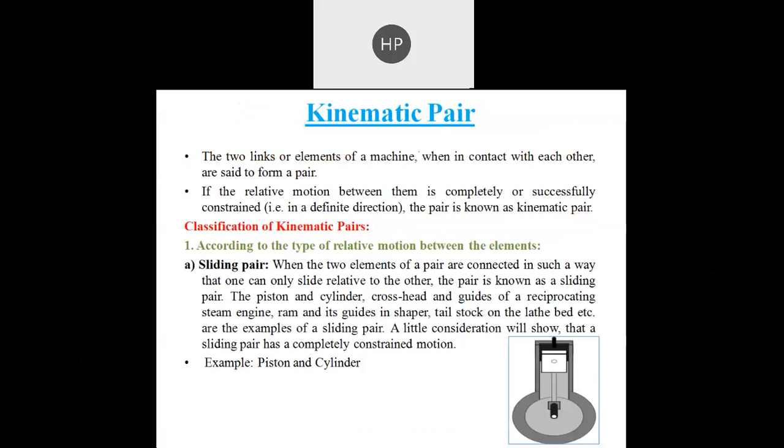Then we talked about kinematic pair. So the kinematic pair is classified first according to the type of relative motion between the elements. So first one is the sliding pair. Here the example is the piston and cylinder. Here this is the cylinder and this one is the piston. So piston and cylinder have a sliding motion relative to each other. So this is the example of a sliding pair.